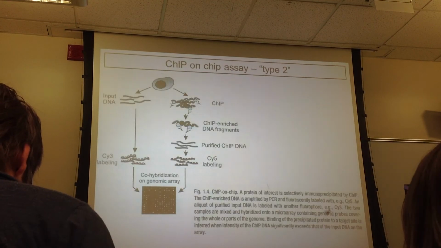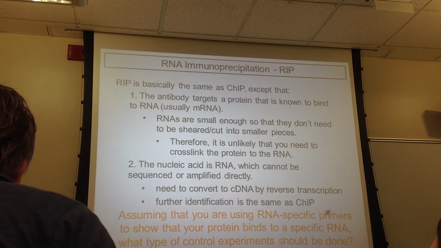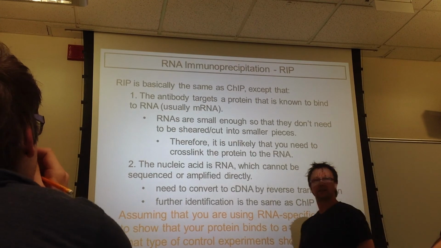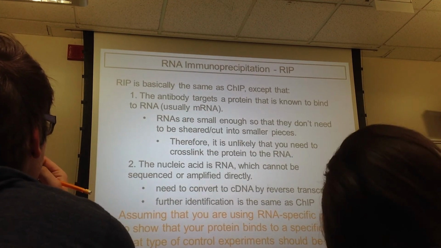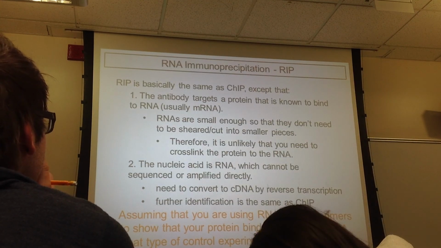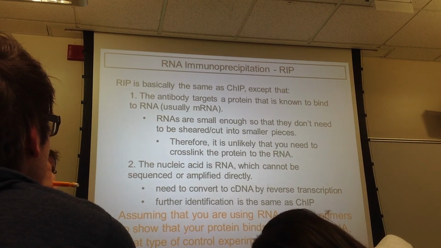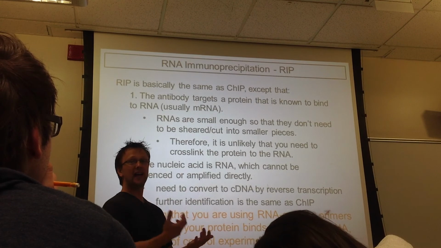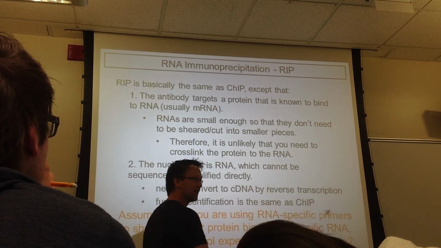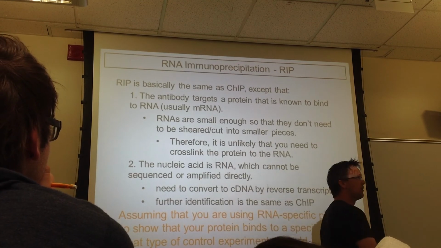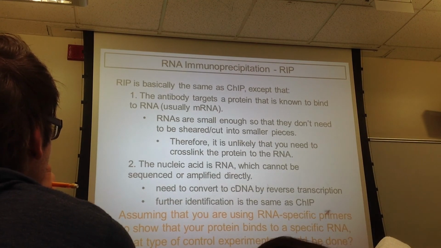All right, a few more minutes. I want to get through one more thing. The variation of chip is RIP, and this is RNA immunoprecipitation. So it's the same type of thing where we're looking for proteins that bind to RNA. So this is not chromosomes anymore, not chromosomal DNA. It's now RNAs. And here's the basic protocol.